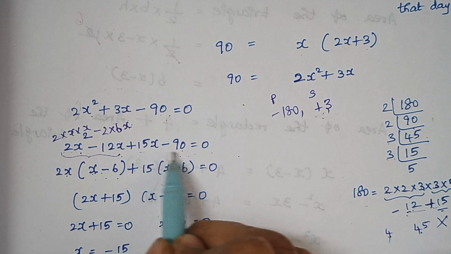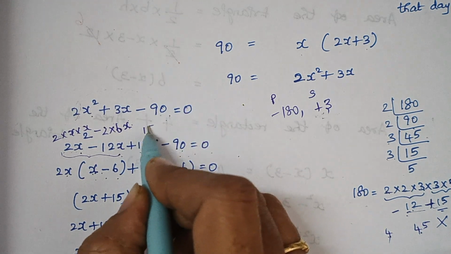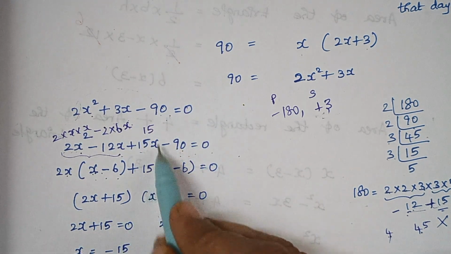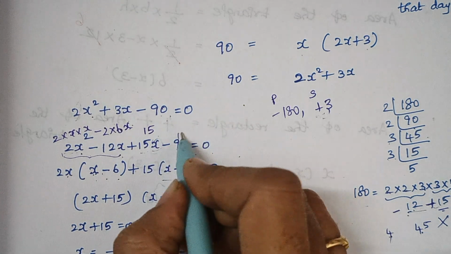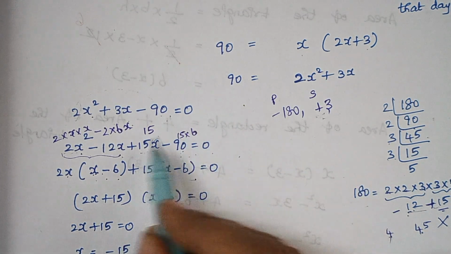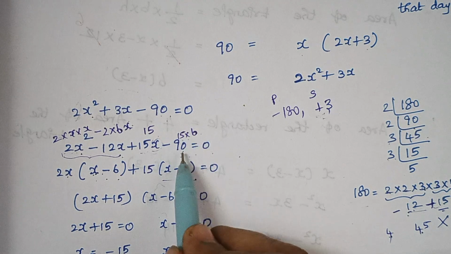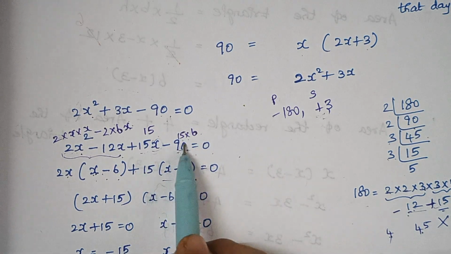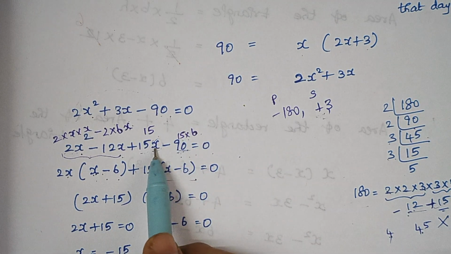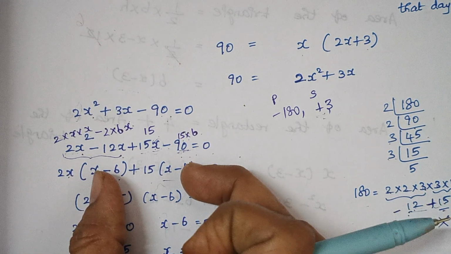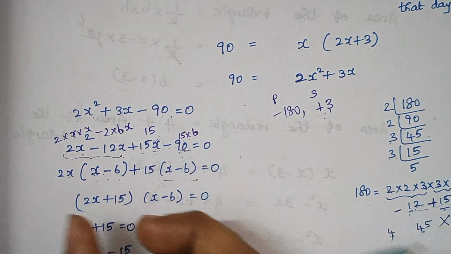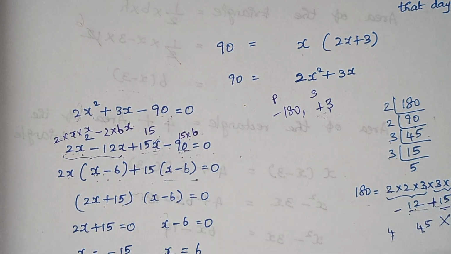And here again in these two terms you can take 15 commonly outside. When you take 15, the remaining terms are x, and 15 into 6 gives you 90. So when you take 15 outside, the remaining terms are x minus 6. Again when you take this x minus 6 commonly outside, the remaining terms are 2x plus 15.